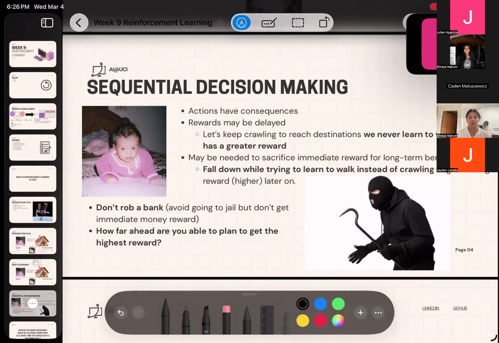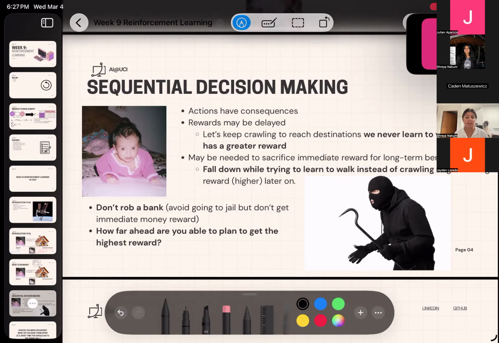Sometimes we need to sacrifice immediate rewards for long-term benefits. For example, if you try to walk, you might end up falling down. But if you keep falling down enough times, eventually you'll be able to learn how to walk, which has a higher reward later on. Sort of like this: you want to rob a bank because you really want a bunch of money. If you rob a bank, you're going to go to jail. If you don't rob a bank, you might not get that immediate reward of a bunch of money, but you avoid going to jail and you can get a job instead and make money eventually.